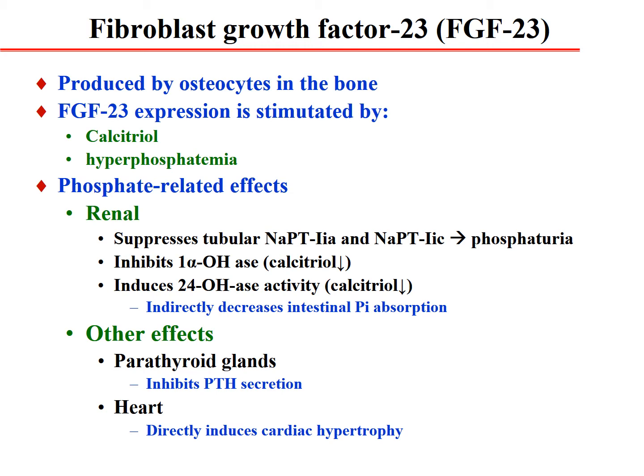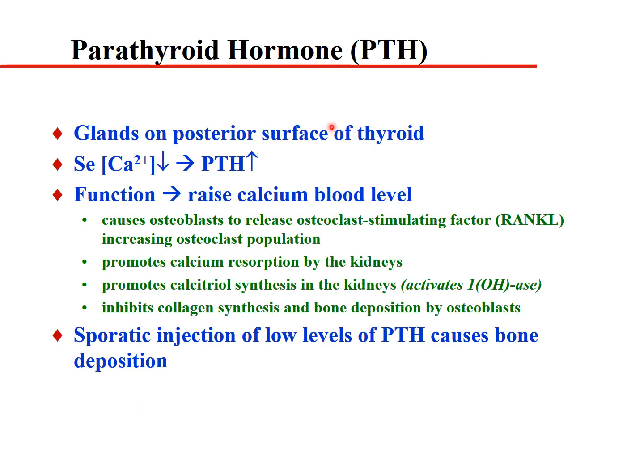Other effects can be on the parathyroid gland, where it directly inhibits PTH secretion, and on the heart, where it directly induces cardiac hypertrophy if the level is too high. Parathyroid gland. The parathyroid gland is located on the posterior surface of the thyroid gland, and the PTH release is regulated by the serum ionized calcium level. The major function of the PTH is to raise calcium in the blood.